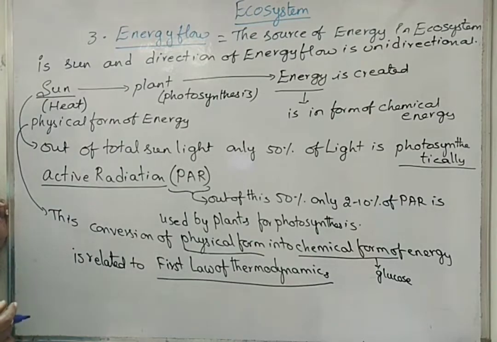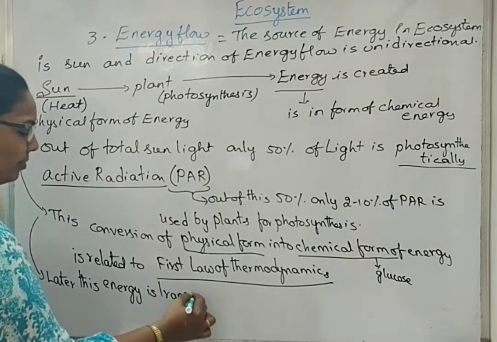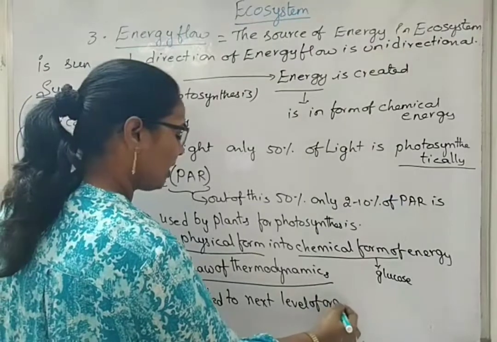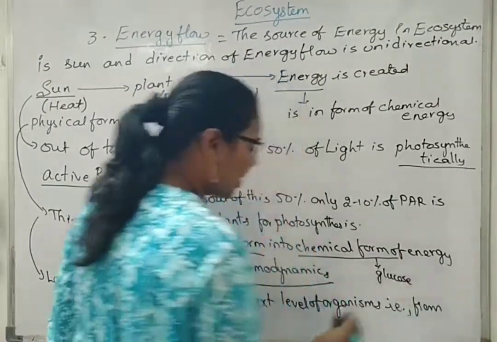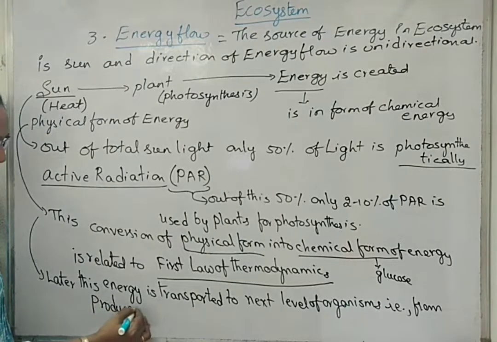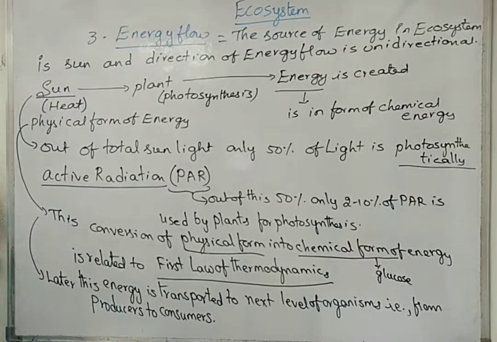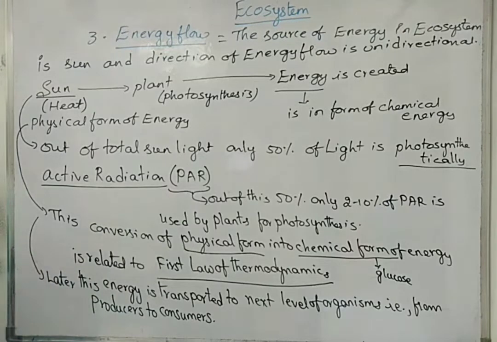So what are trophic levels? Trophic levels are basically the functional places of organisms in the ecosystem. So here, later this energy is transported to the next level of organisms. Here we can just take an example, that is from producers to consumers. This can be explained with the second law of thermodynamics during the transportation. But the first law is related to the conversion of physical form into chemical form of energy.